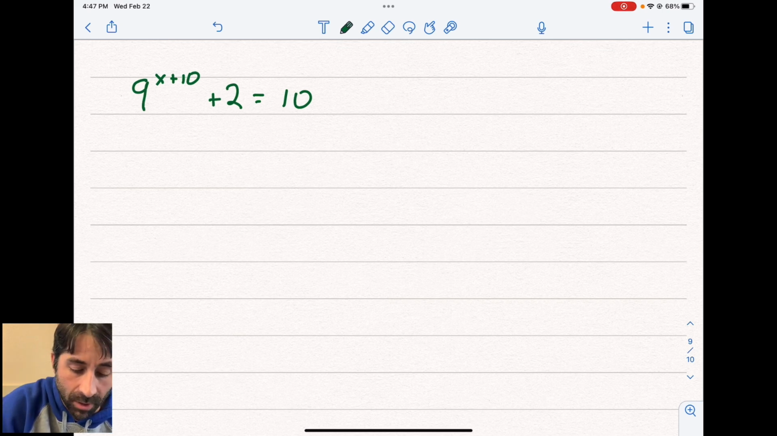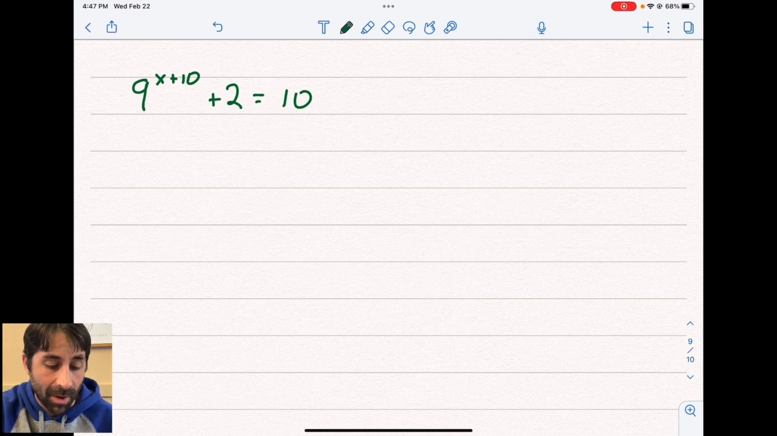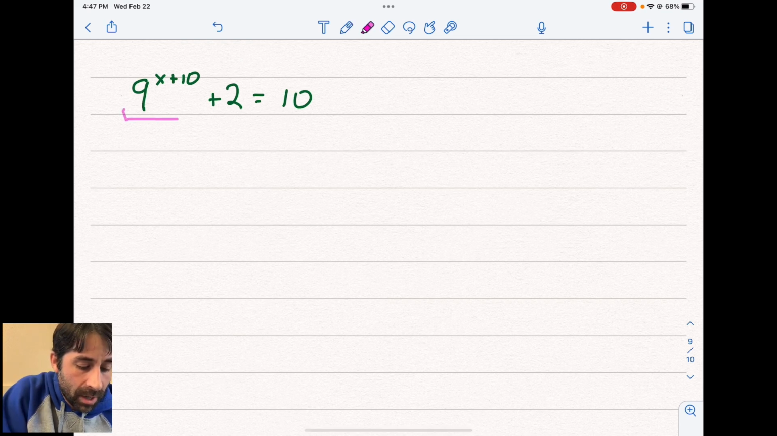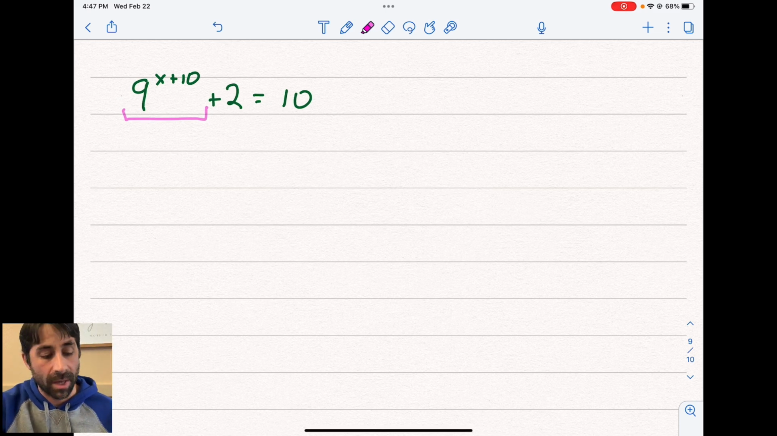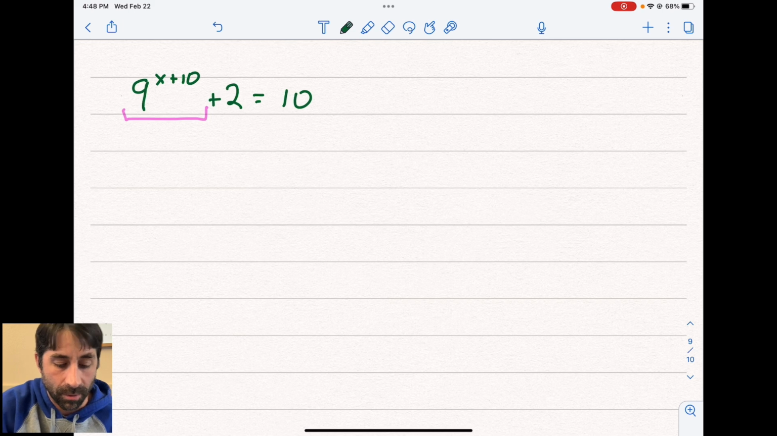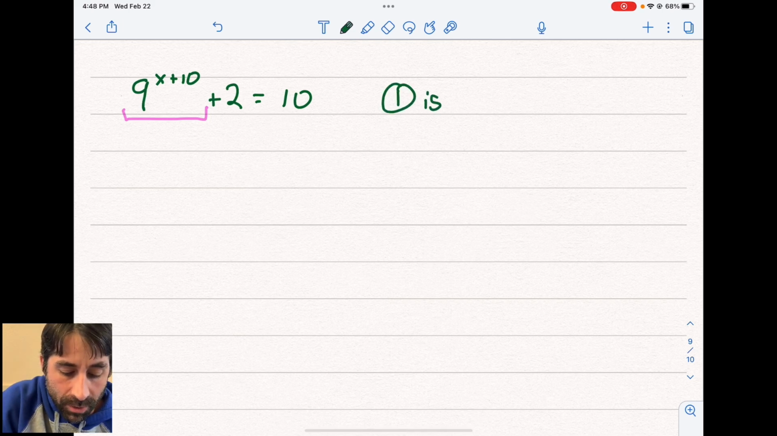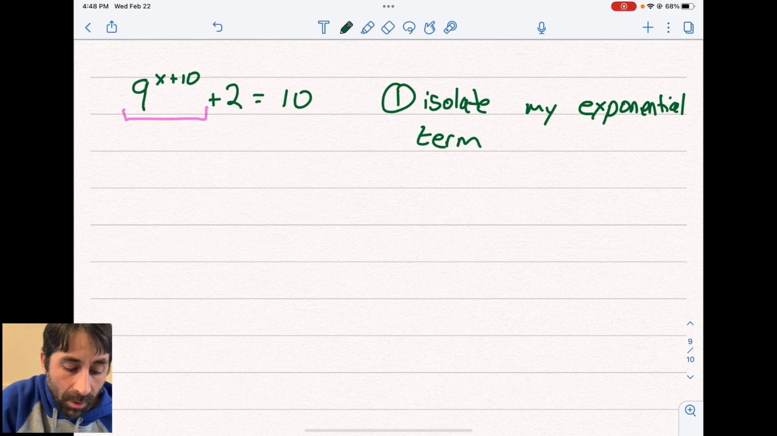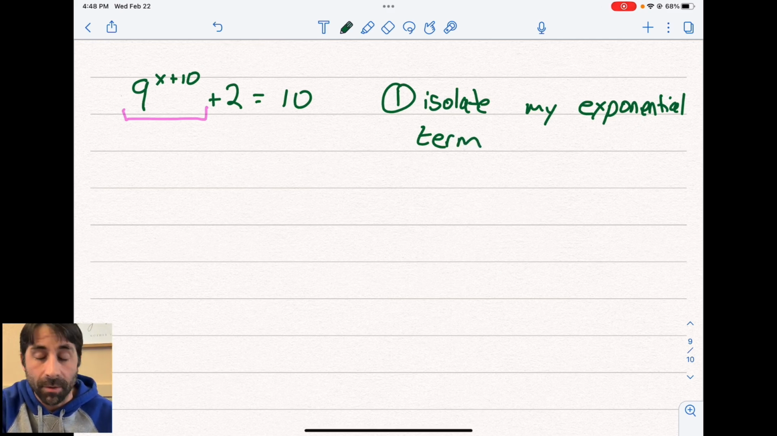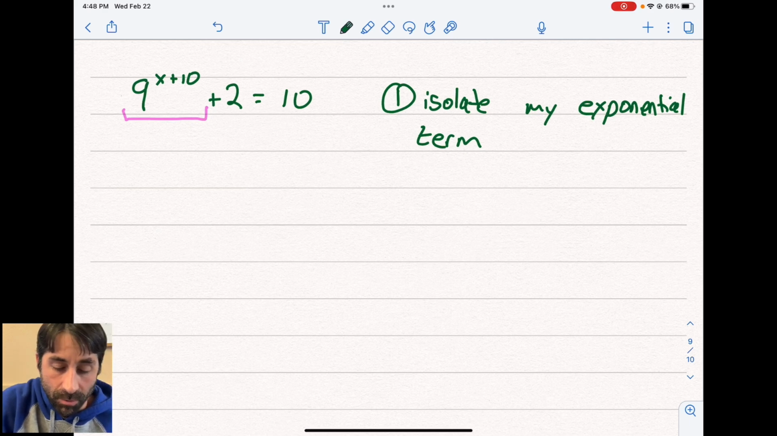I'm going to look at my steps again. In this case, instead of isolating my log, I am going to isolate my exponential. The exponential is the term that has the variable in the exponent. So I'm going to isolate my exponential term. That means in this particular case, I have to get rid of that 2 that's sitting next to my exponential. I want my exponential term all by itself on one side of the equation, and a constant on the other side. So I subtract 2 on both sides.